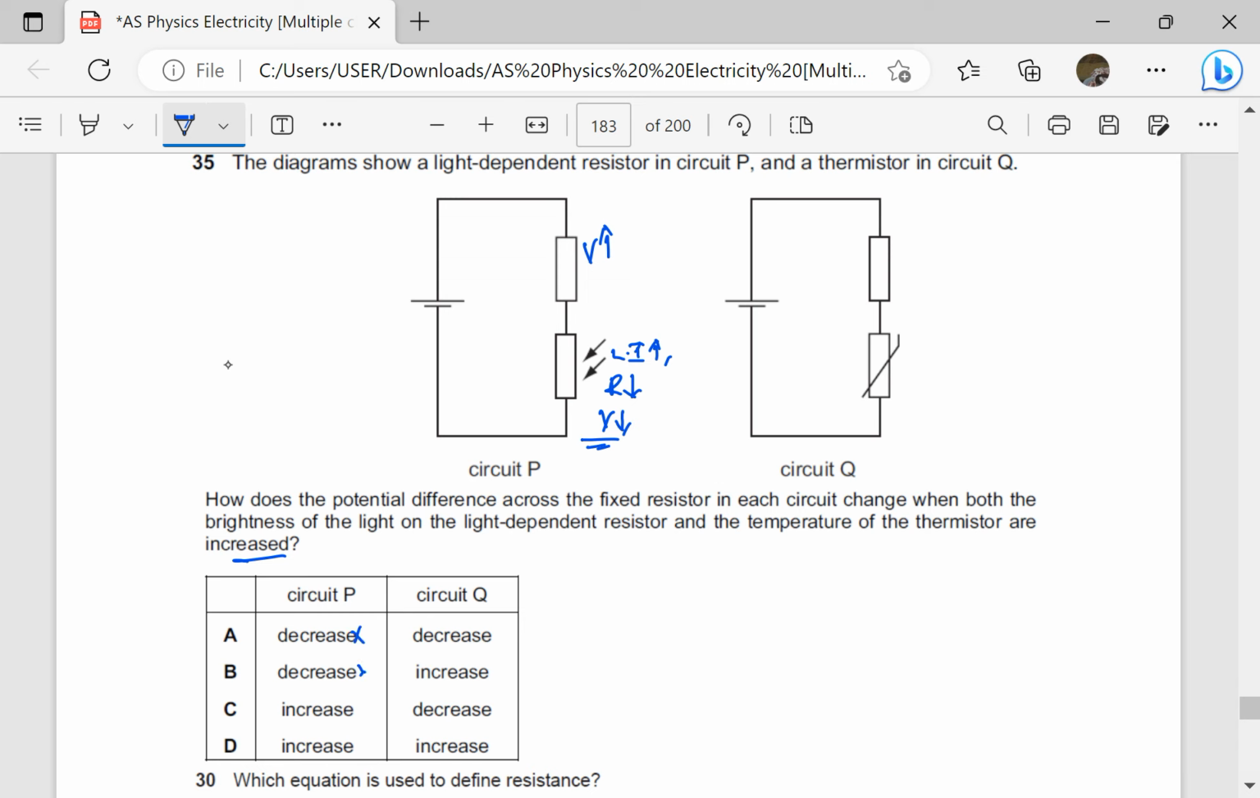Then for the thermistor, if temperature increases here, then the resistance of the thermistor is inversely proportional to temperature, so with temperature the resistance decreases. The PD here decreases, and if the PD here decreases, it means the PD here increases. So the answer is going to be D. In circuit P, the PD in the fixed resistor increases. In circuit Q, the PD in the fixed resistor also increases. So our answer is going to be D.